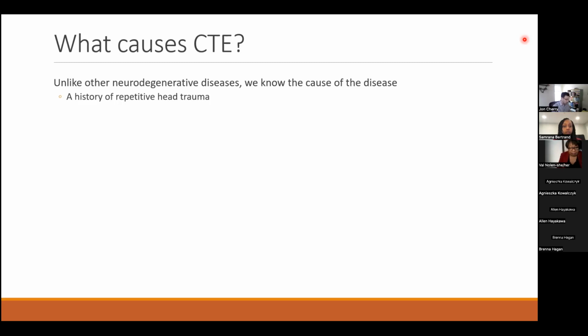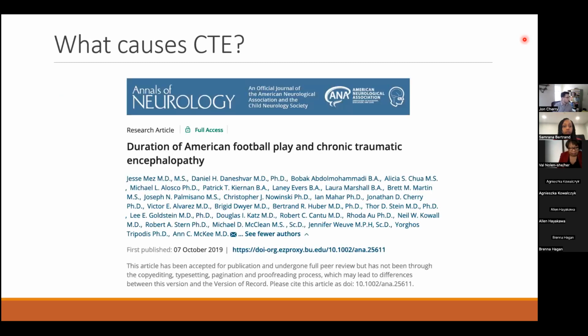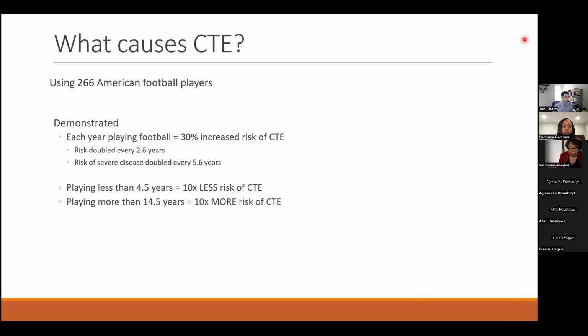And this was very, very well clarified and shown by Dr. Jesse Mez, who a couple years ago published this paper looking at the duration of American football players and CTE, where they were able to show, using 266 American football players, many had CTE and they had several that didn't as control cases, that when you're examining the statistics of the likelihood of having the disease, every year you play football increases your risk 30%. Your risk doubles every 2.5 years, and the risk of severe disease doubles every 5.5 years. And they were able to show that playing less than 4.5 years, you have less than a 10-fold risk, and playing more than 14.5 years, you have a 10-fold more risk of the disease.